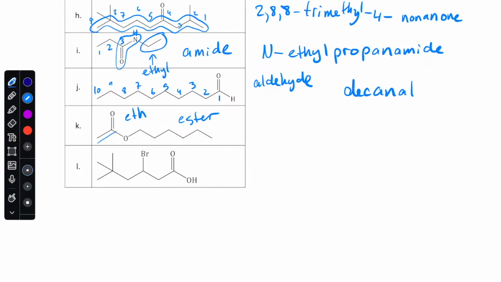And the way we name an ester is we go ethane, but we drop the E and we end in "oate." Ethanoate. And then for the other chain, that has 1, 2, 3, 4, 5, 6, which is hexyl. And so we put hexyl in front. Hexyl ethanoate. And there is a space between those two when you write this name out. It's not hexylethanoate all at once. It's hexyl ethanoate.